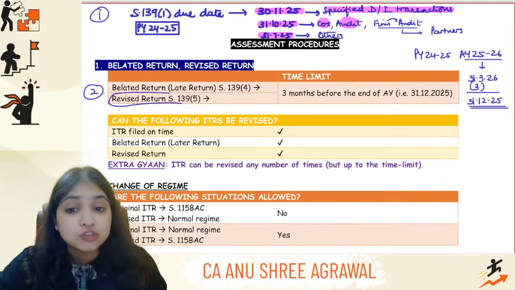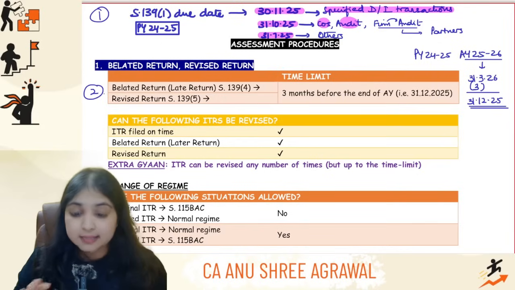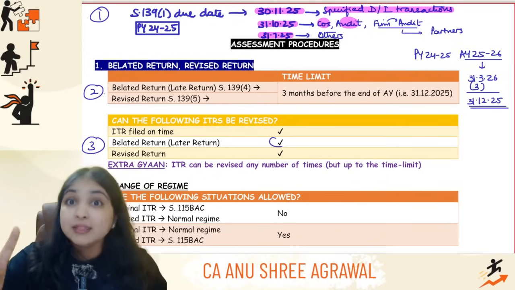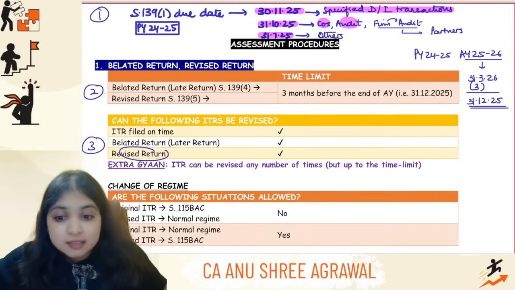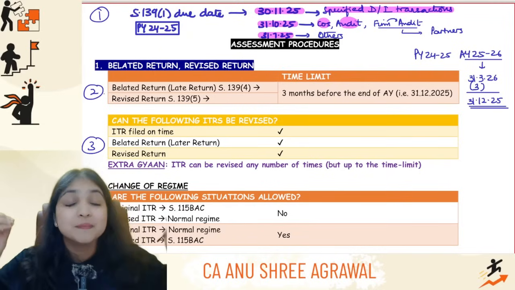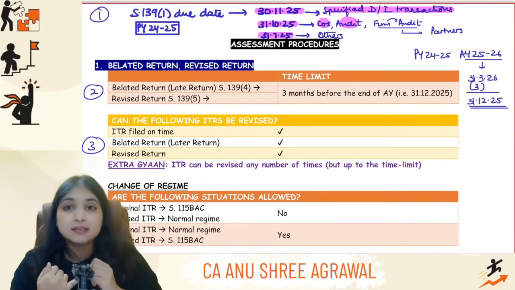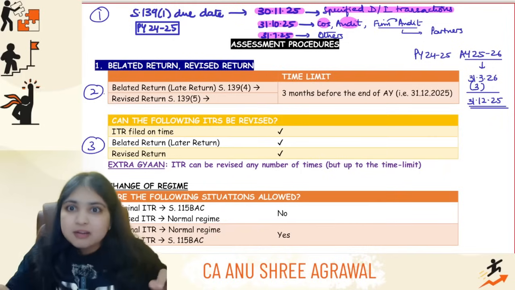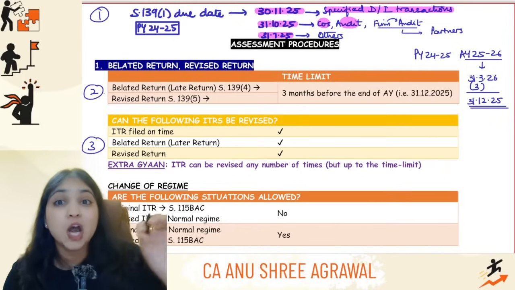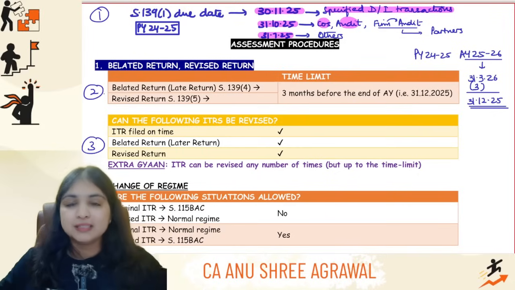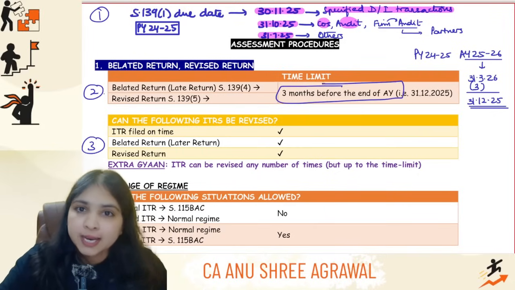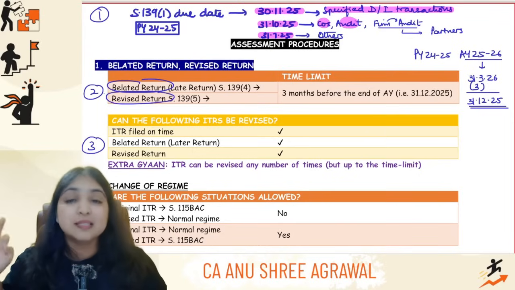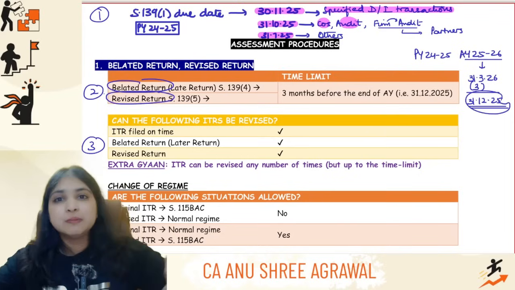Okay. Then if the assessee wants to revise the return, can the assessee revise the return? Yes. If the assessee has filed ITR on time, it can be revised. If the assessee has filed ITR late, even that can be revised. If the assessee has already revised the return, even that ITR can be revised, which means every income tax return can be revised, whether filed on time, filed late, or already revised. However, there is a time limit by when you should revise the return. Same time limit, guys, 3 months before the end of the assessment year, so 31st December 25. Whether it is a belated return or a revised return, the time limit is the same.